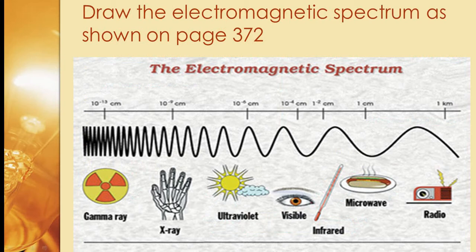Okay, so here it is. You're going to draw the electromagnetic spectrum, shown on page 372 of your textbook. I believe that's right. This one's a simple one. If you want to draw this one in your lab book, that would be fine. Okay, so go for that. You can pause this and draw that in your book there.